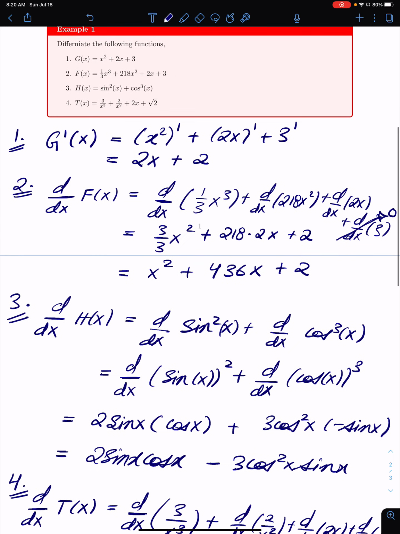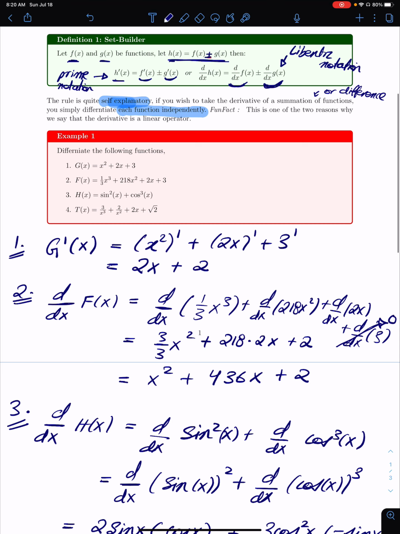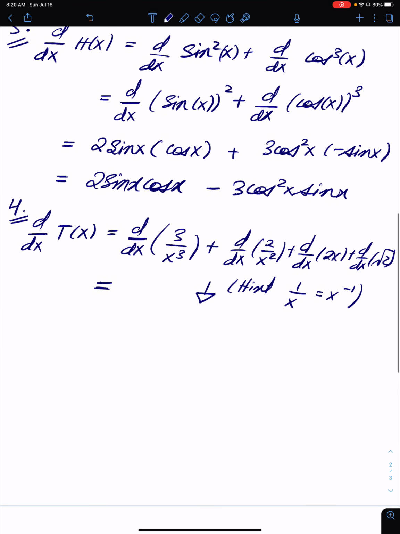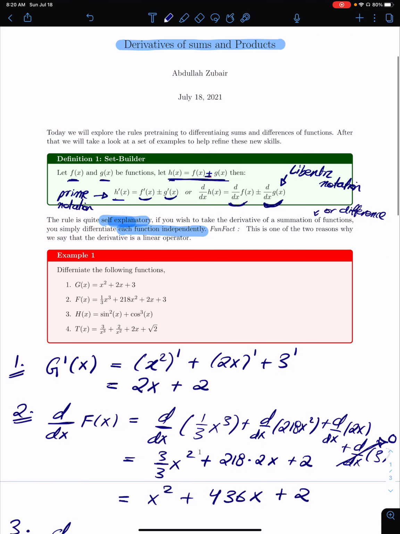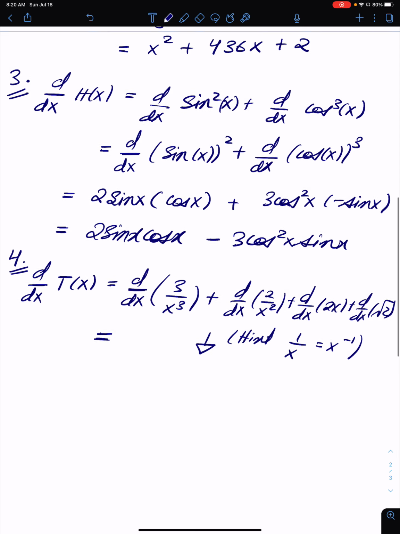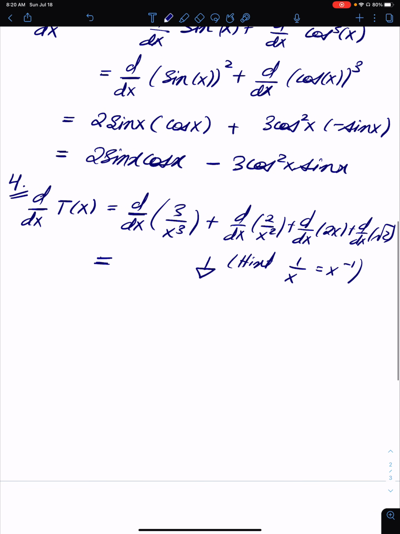Okay, and that is basically the rule. If you want to take the derivative of a sum or difference of a set of functions, just differentiate them each separately. Okay, that's all.